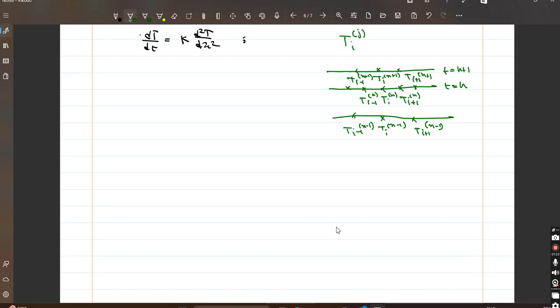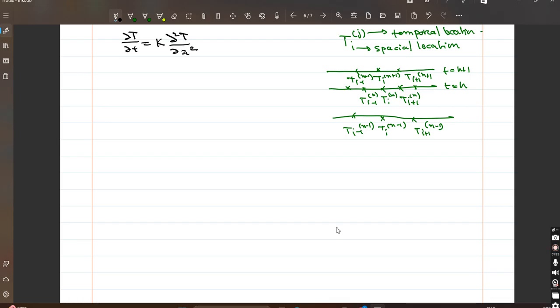So here this i corresponds to the spatial location and this j tells us about the temporal location. Okay, so now we will discretize this ODE. No, this is not an ODE, this will be a PDE. Let me just rewrite it. This will be in terms of partial differentials, not ordinary differentials. So ∂T/∂t equal to k times ∂²T/∂x², right? And this is assumed or approximated like this.